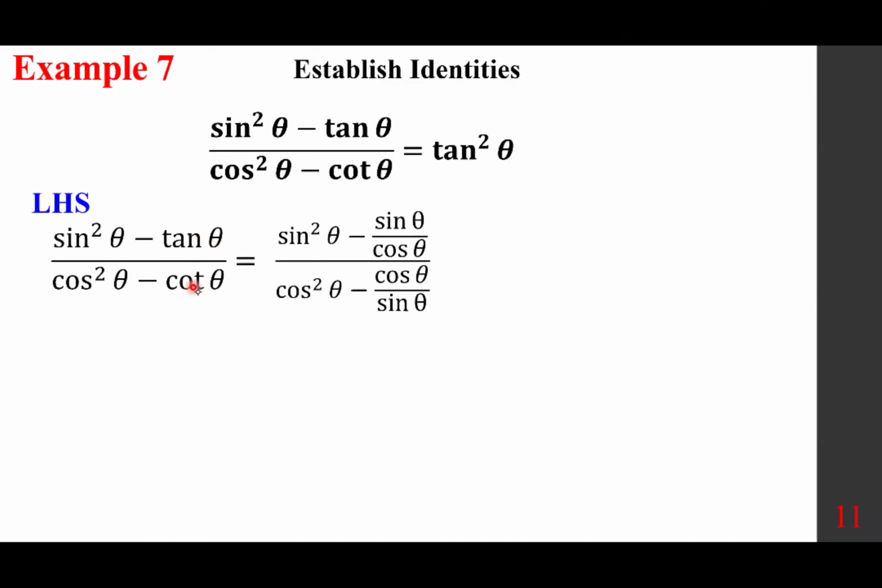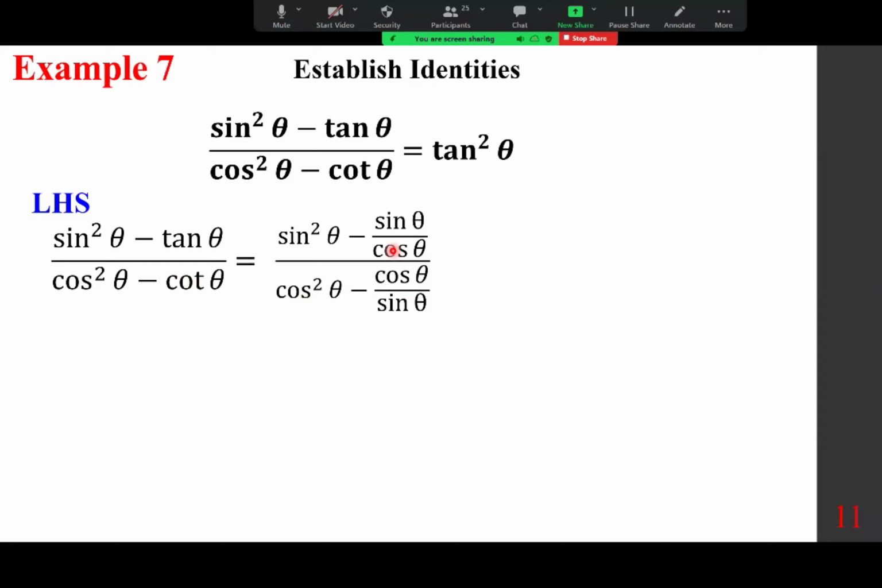We are dealing with a complex fraction, everybody. The fastest and easiest way to fix the problem is to multiply the top and the bottom by the LCD. I hope you recognize there are two fractions, one at top, one at the bottom. This has denominator cosine, this has denominator sine. So the LCD for the entire complex fraction is sine theta times cosine theta. So you multiply the top by it and the bottom by it.